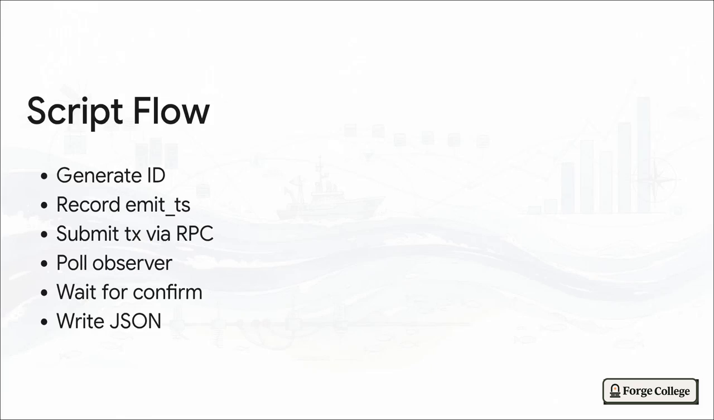Let's jump into Section 5, Building the Measurement Script. This is the prototype phase where the rubber finally meets the road, translating our technical blueprint into an actual minimal measurement script. Here's the pseudocode flow. We generate a sample ID, record the emit timestamp, submit the transaction via RPC, and then poll our observer for first seen. We query for leader receipt, wait for confirmation, and finally write out a JSON line.